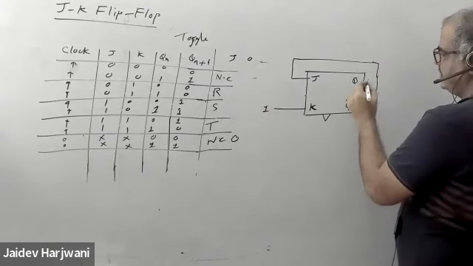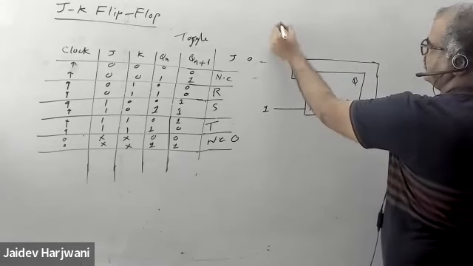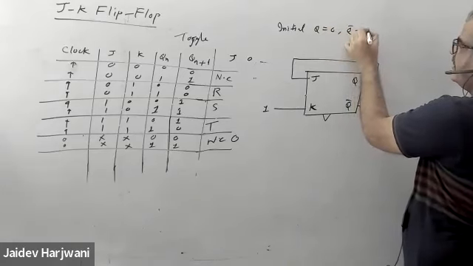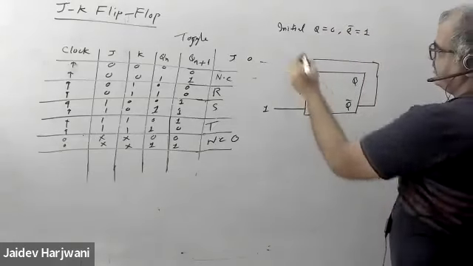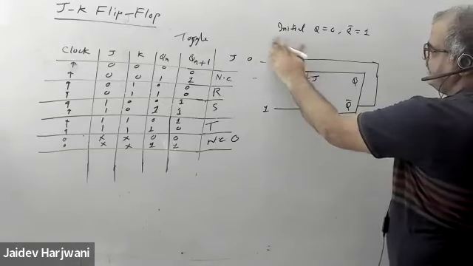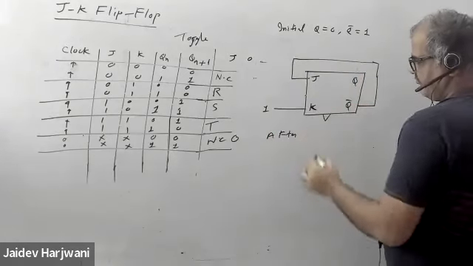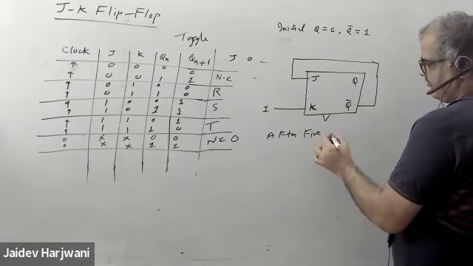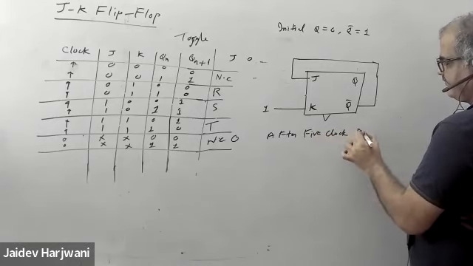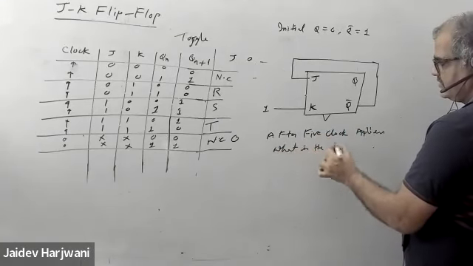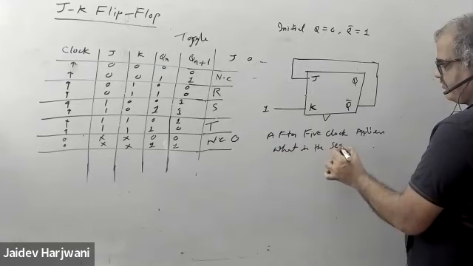This says the initial value of Q is 0. In the question it says initial Q is 0, that is, Q bar is 1 initially. Then it asks: after 5 clocks are applied continuously on this flip flop, what is the sequence of output Q?